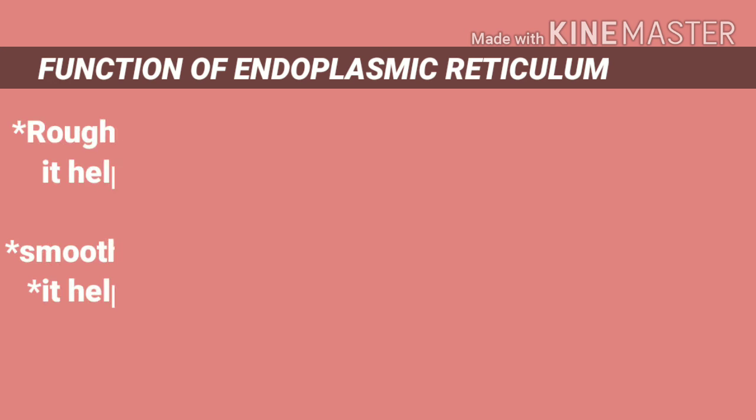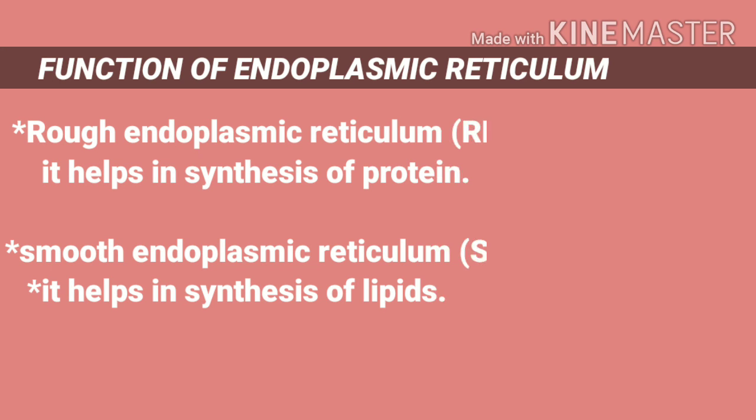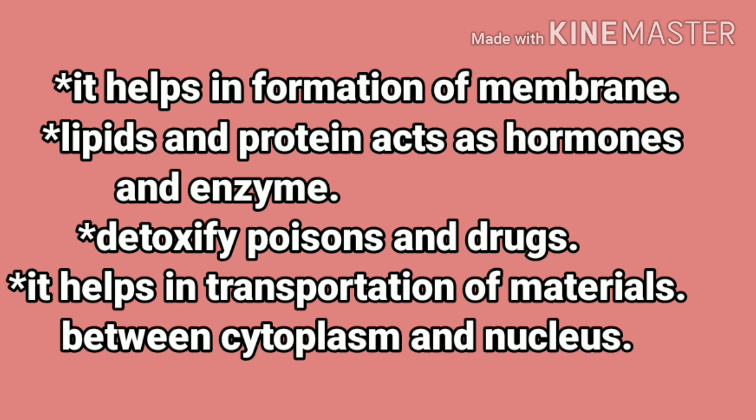Now let us talk about the function of endoplasmic reticulum. Why is it such an important cell organelle? So the rough endoplasmic reticulum has ribosomes, so these ribosomes help in synthesis of protein, right? And the smooth endoplasmic reticulum helps in synthesis of lipids. And this endoplasmic reticulum also helps in formation of membrane, that is called membrane biogenesis. Genesis means to form, so they help in formation of membrane.